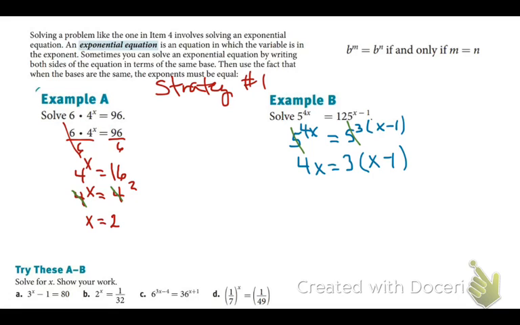So see how nice that is? Those x's are up as an exponent, but when we use this strategy, we can drop them down. And now it's just like a regular equation, and we're able then to solve it. What do I need to do next? Distribute. So that would be a 3x minus 3, and then solve that.